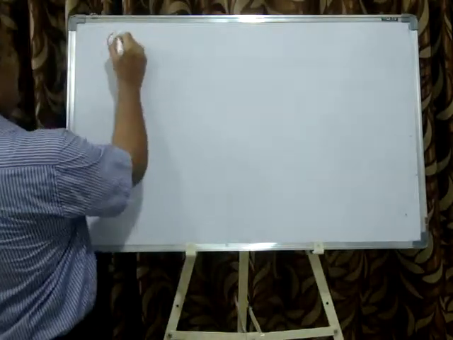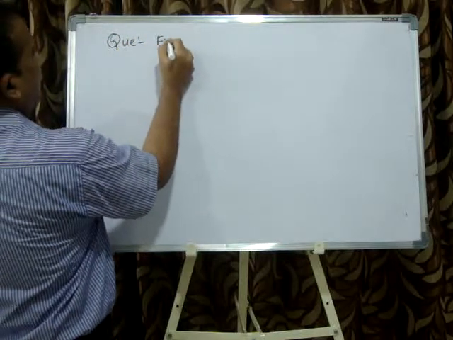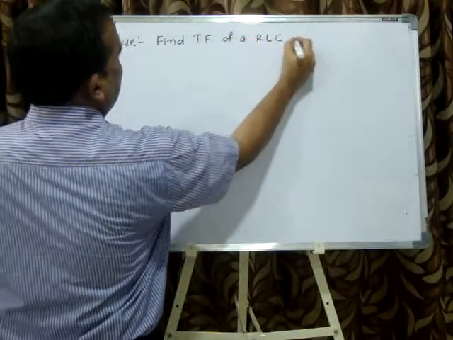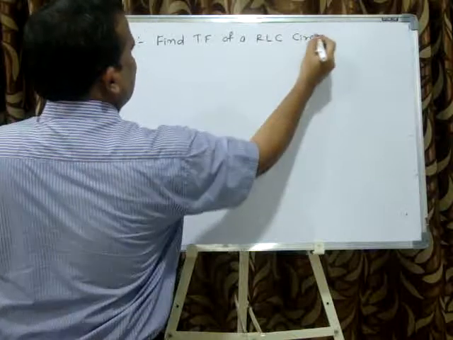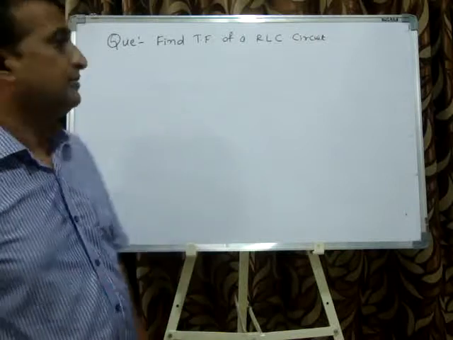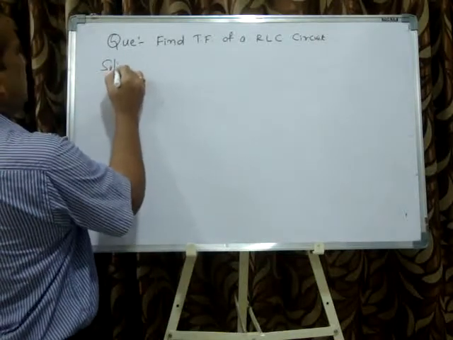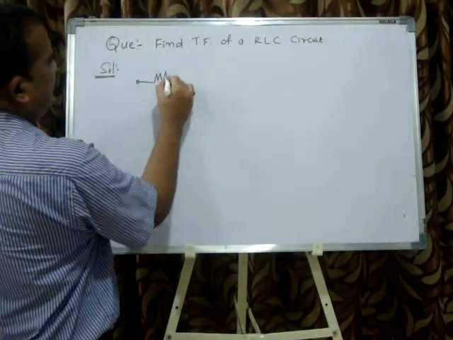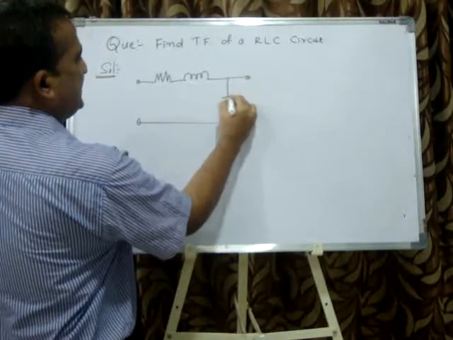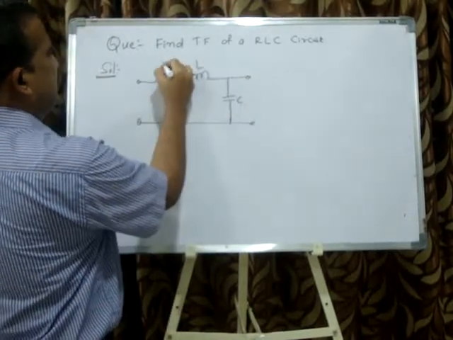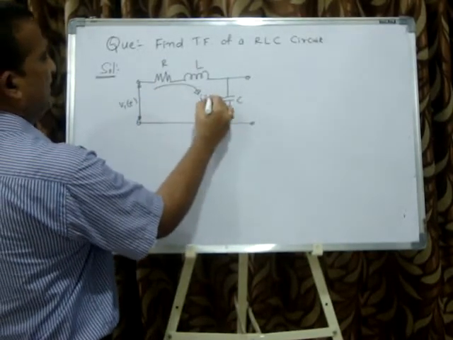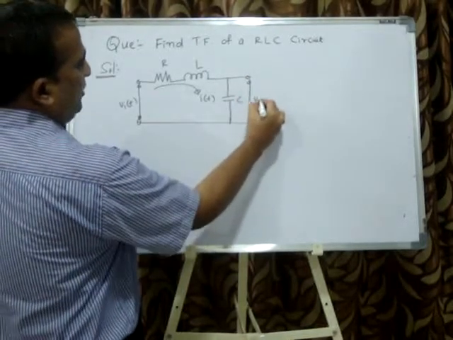So find the transfer function of an RLC circuit. Very important circuit. RC and RLC are two basic and important circuits. So, solution: first you draw an RLC circuit. R, L is the inductor and C is the capacitor, with Vi of t, i of t and V naught of t.